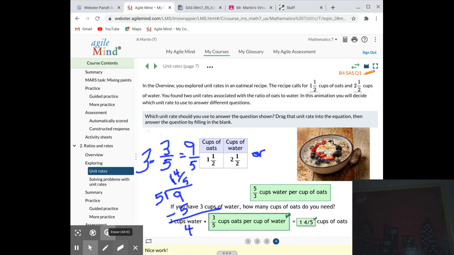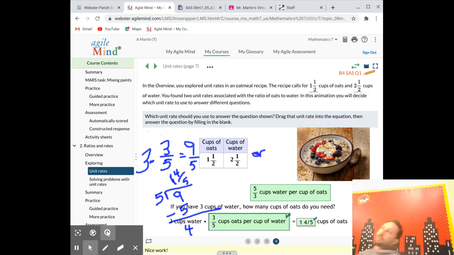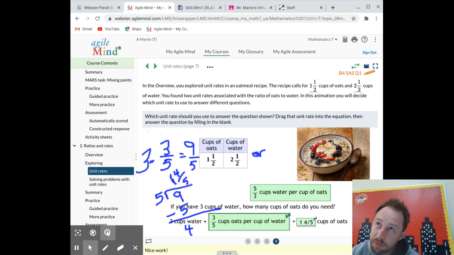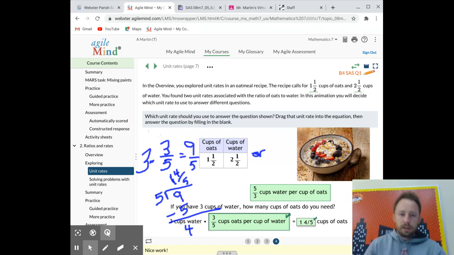Mr. Martin, I didn't get 1C. Okay. What's the question say? If you have 5 cups of water, how many cups of oats do you need? All right, so you had to do 5 times 3/5 to get our answer. So what should we have got, class? What should we have got for C? 3 over 5 cups of oats. 3 over 5 and 3. Yeah, 3. Just 3 by itself.